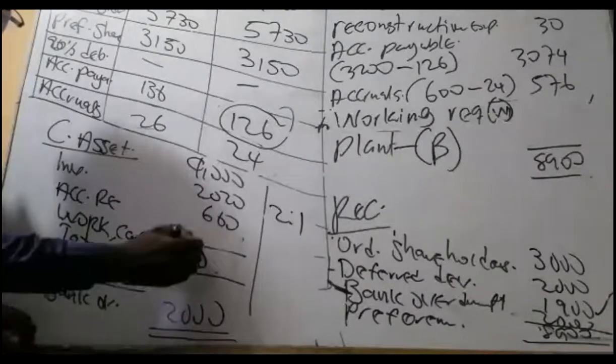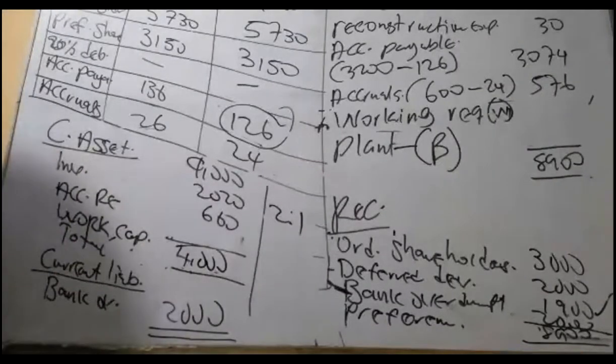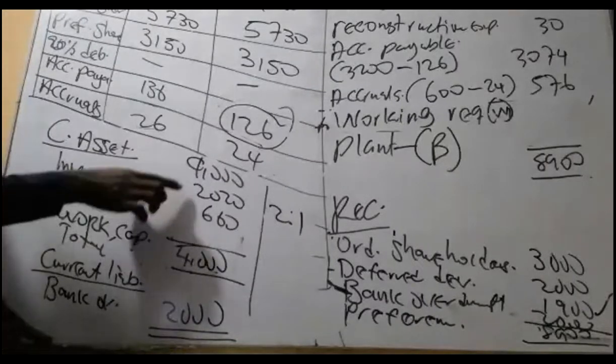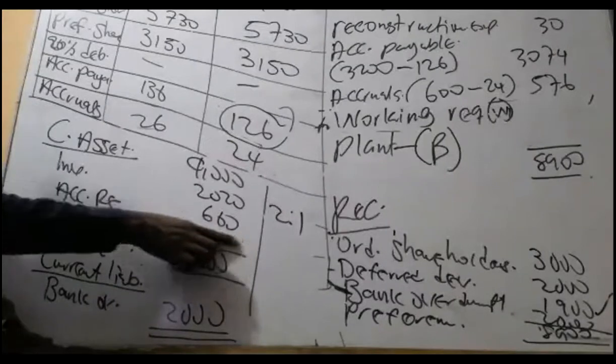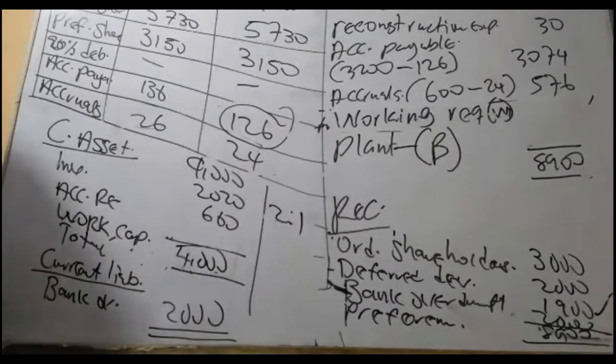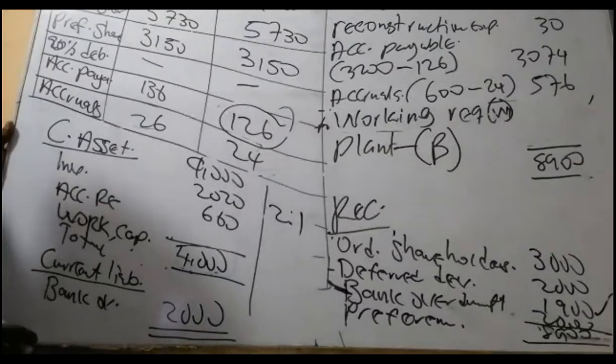So that's my total current asset. Then I'll balance it. If that's not balanced, the difference is my working capital requirement. It is the balancing figure. So the working capital requirement will be the balancing figure.